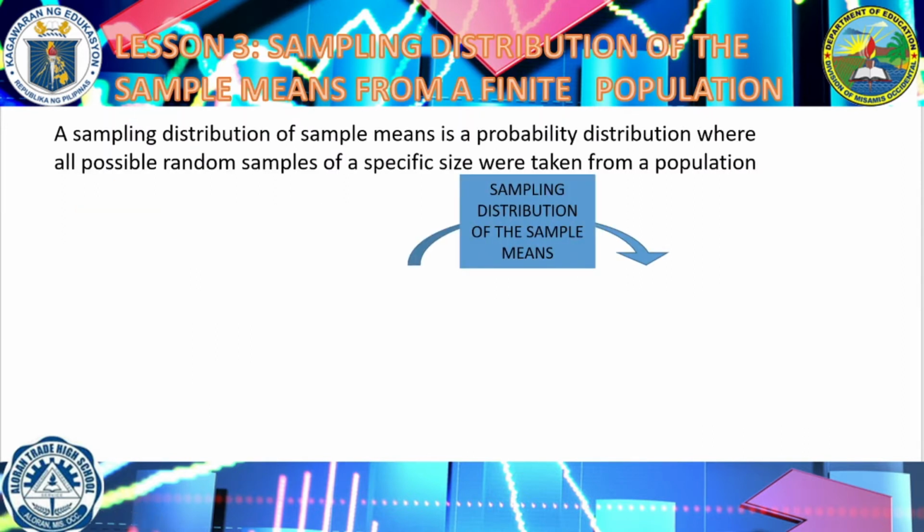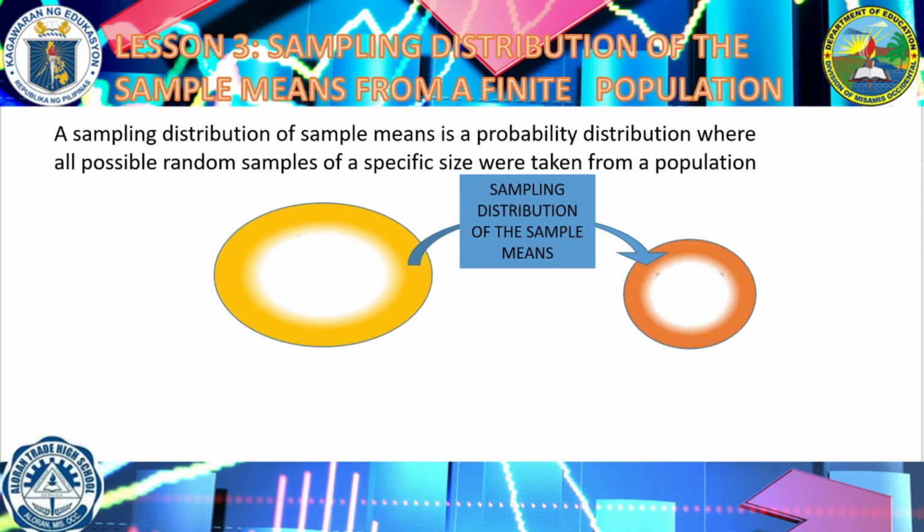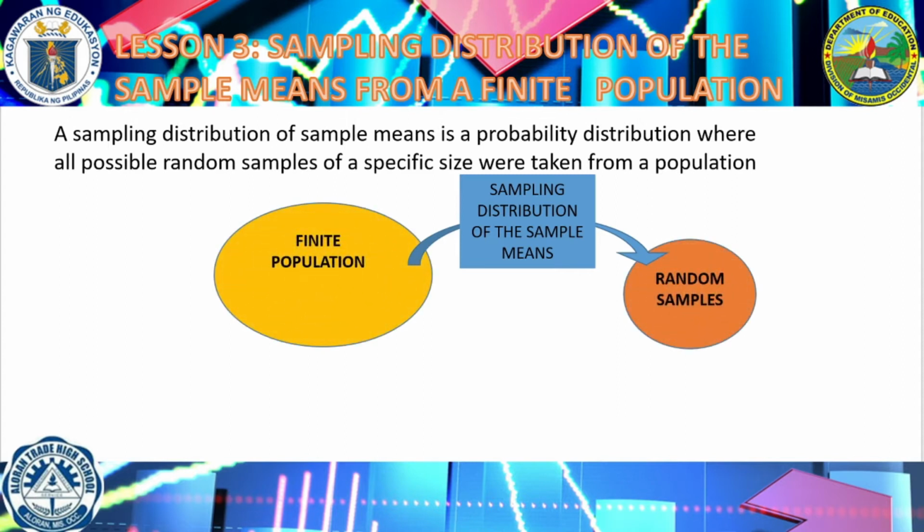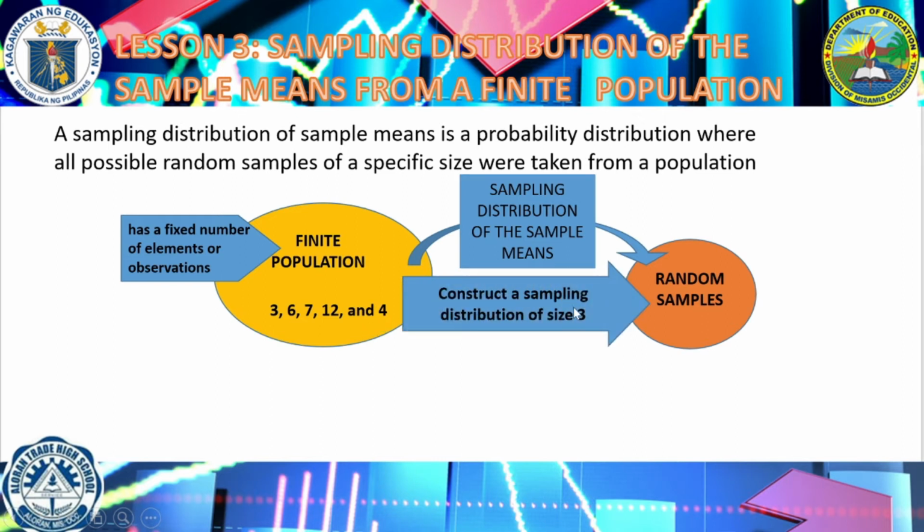Now, a sampling distribution of the sample means is actually a probability distribution where all possible random samples of a specific size were taken from a population. We have here a finite population. Finite has a fixed number of elements or observations, for example, 3, 6, 7, 12, and 4. We construct a sampling distribution of size 3 from this finite population in order to create random samples.